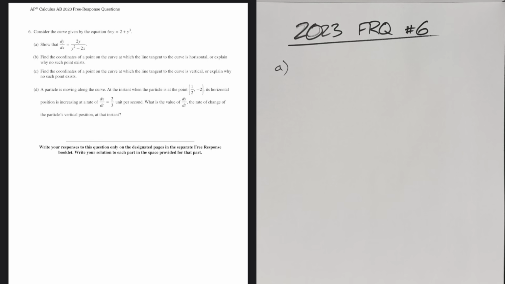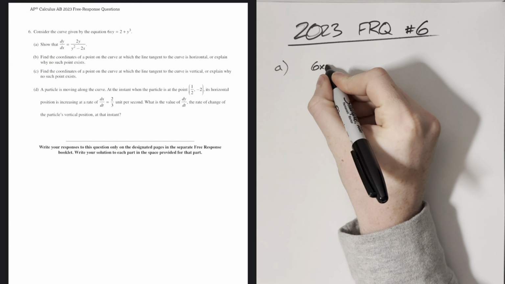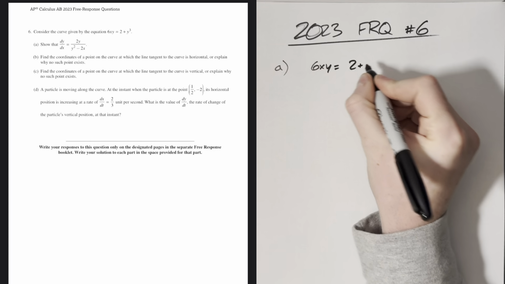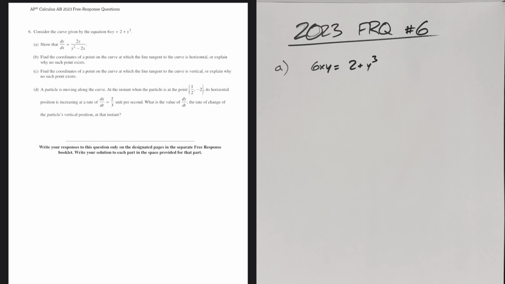Part A, but let's read it. It says, consider the curve given by the equation 6xy equals 2 plus y cubed. And part A says, show that dy/dx equals 2y over y squared minus 2x. So we start out with the equation 6xy equals 2 plus y cubed, and we're trying to solve for dy/dx, or the derivative of y with respect to x.